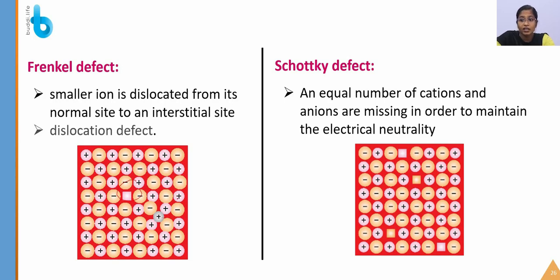Okay, there is going to be a vacancy in its original position, but the atom is occupied at the interstitial site. Okay, so there is going to be both vacancy and interstitial defect, but the density of the substance is not going to be affected, right, because it is being balanced now. So this type of defect is also known as dislocation defect.